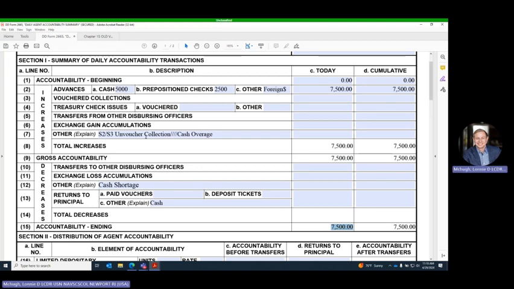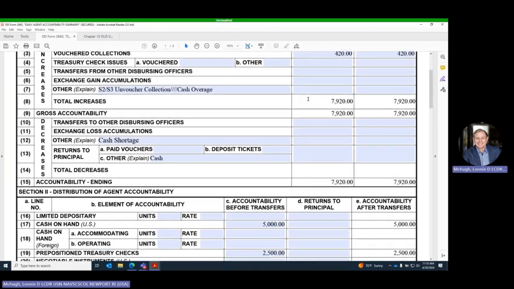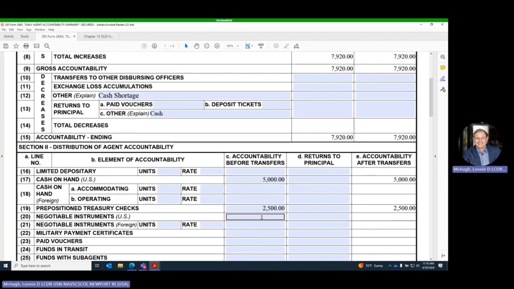All right, now we're going to move on to vouchered collections, and this is going to be our S2 and S3 collections. For this example, we're going to say that we received $420 for our voucher collections from food service. So it's going to carry over to cumulative. And then this was a check in this example, so we're going to take this down to negotiable instruments and add 420.